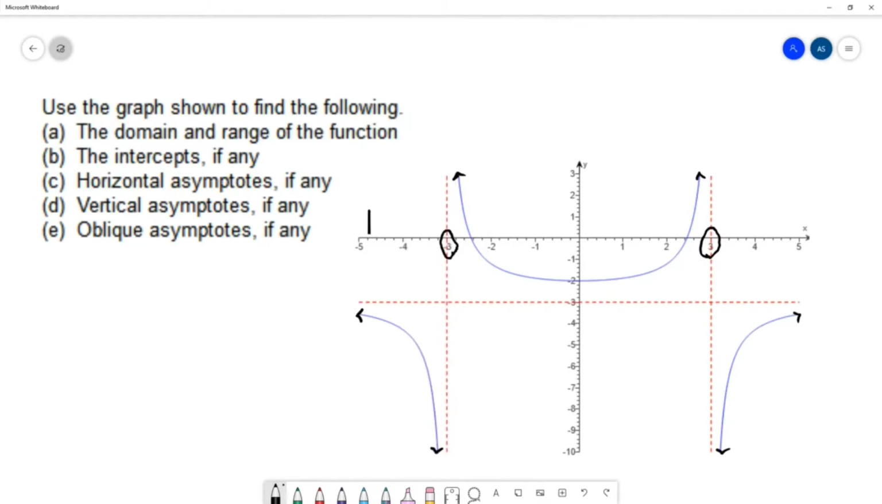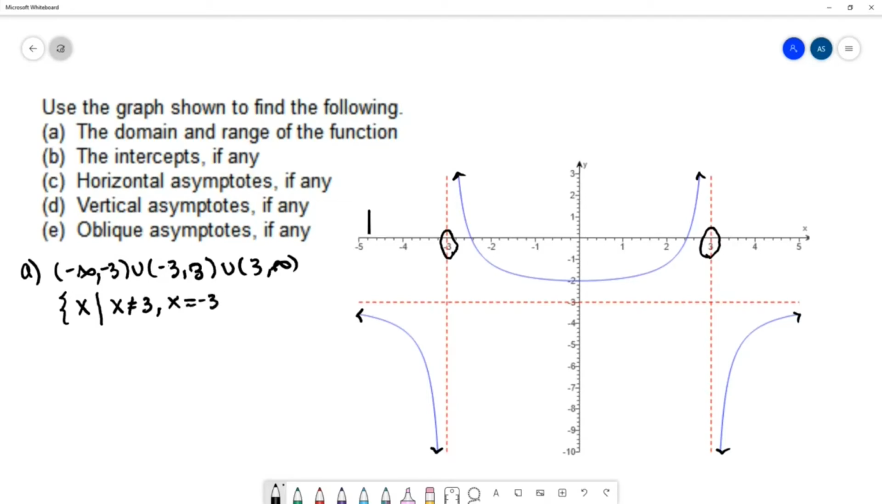So you can write that in interval notation, or you can write it in set builder notation. If you write it in interval notation, that would be -infinity to -3, union with -3 to 3, union with 3 to infinity. If you write it in set builder notation, we're talking about domain. So we're going to do a set of x's, and we want to exclude only 3 and -3. So it's all real numbers except for 3 and -3.